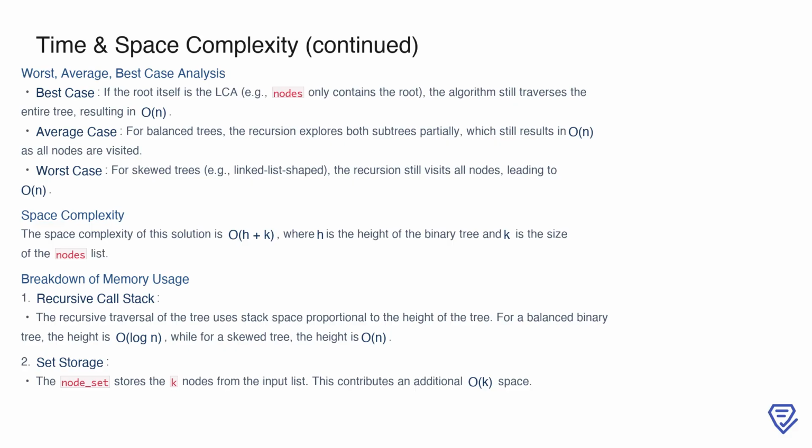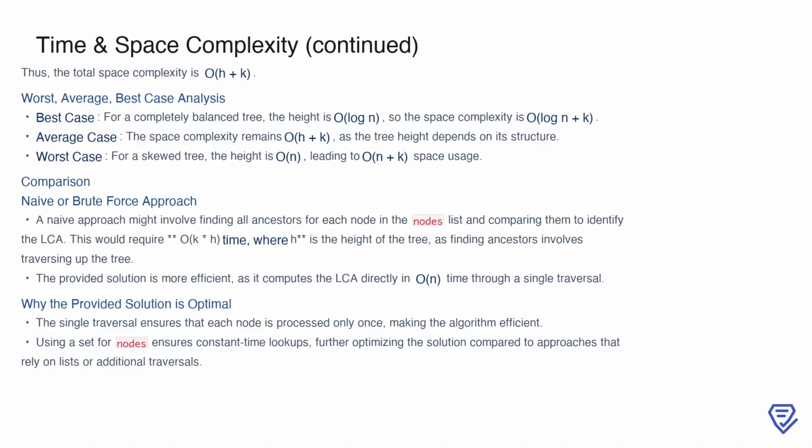The memory usage comes from two main sources, the recursive call stack and the set storage. The call stack uses space proportional to the tree's height. For balanced trees, the height is O(log n), while for skewed trees, it's O(n). The set storage adds an additional O(k), as it stores the k nodes from the input list. This leads to a total space complexity of O(h + k).